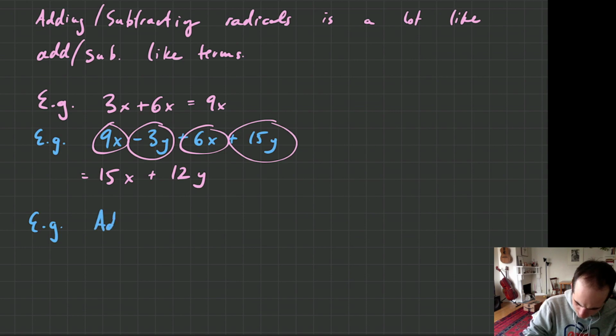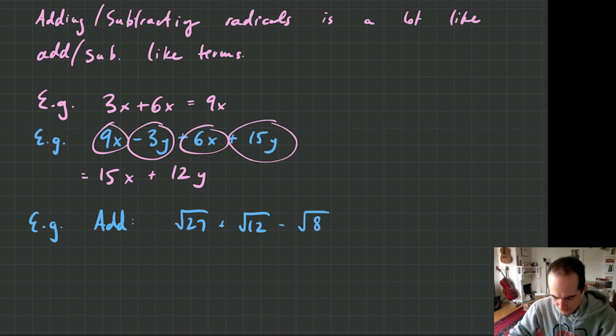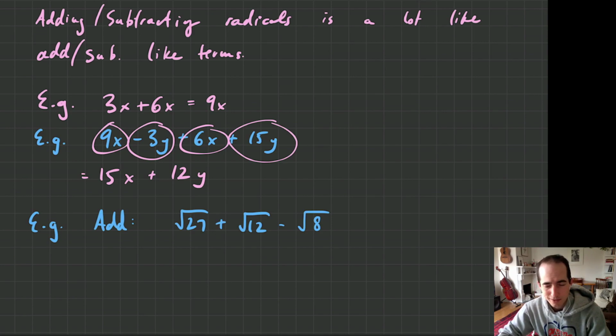So let's add this. I've got the square root of 27, plus the square root of 12, minus the square root of 8. Okay. Now, if you wanted to, you could punch this into your calculator and get some kind of decimal approximation.